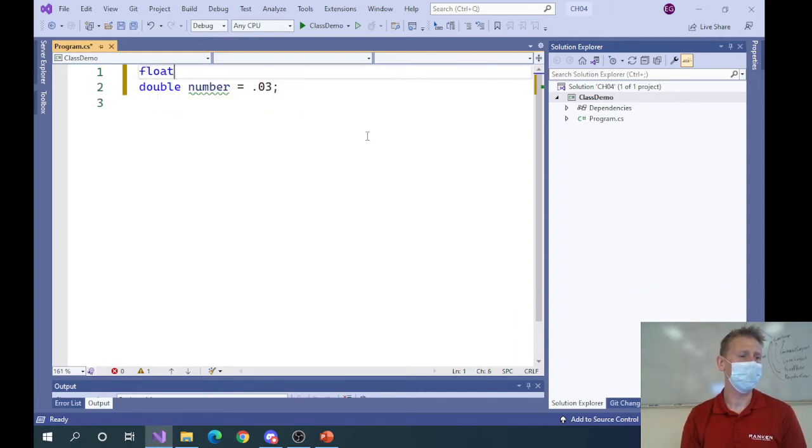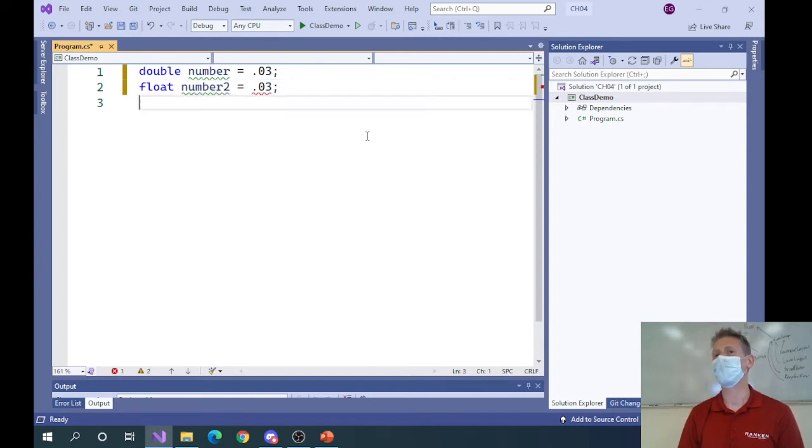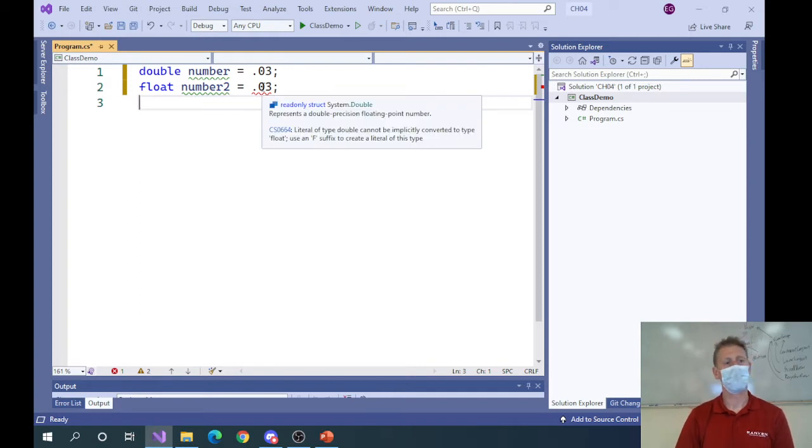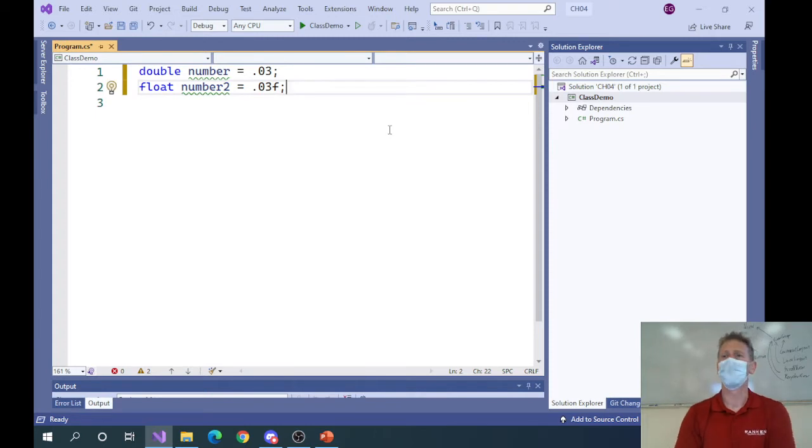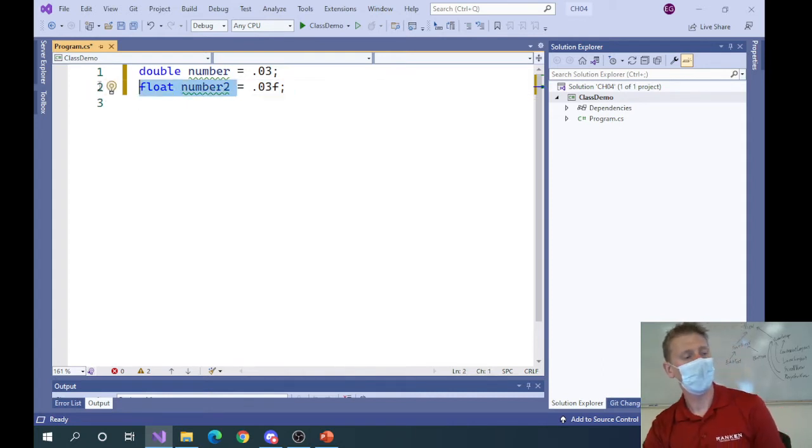Why then, when I do this, float number 2, why does that not work? Because you need to put an F at the end of 0.3. You're correct. What does that F do? It converts both sides to floats because the right side is a string, if I'm not mistaken. You're barking up the right tree. All right.